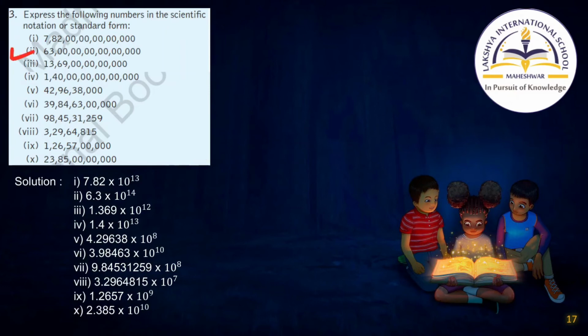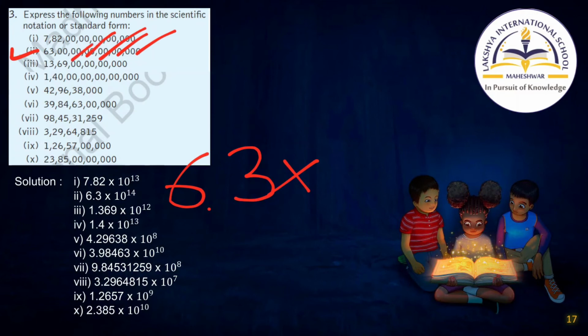Now next question, 63 means we will write 6.3. Now how many zeros? 3, 4, 5, 6, 7, 8, 9, 10, 11, 12, 13. 13 and one more, 14. 10 to the power 14.